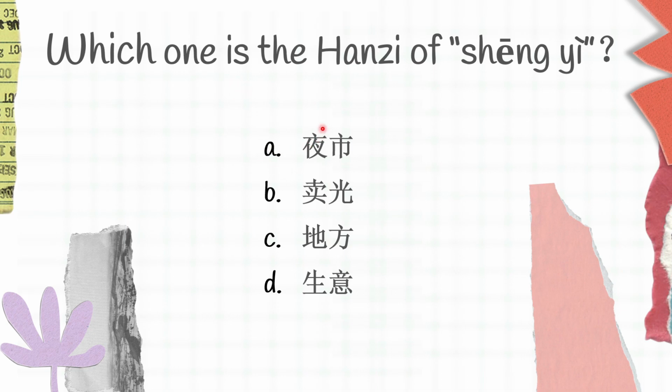A is 夜市, B is 卖光, C is 地方, D is 生意. And D is the correct answer for this question.